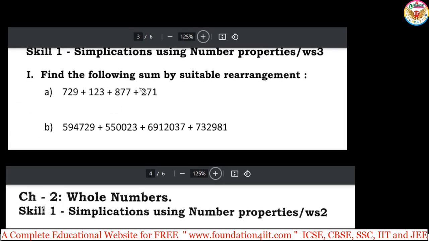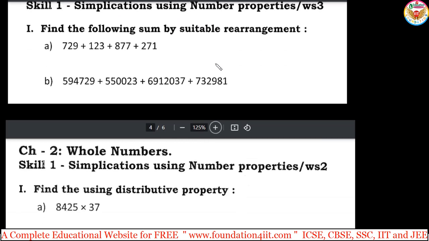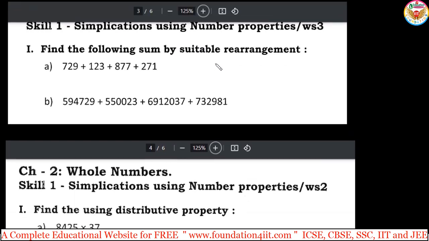Another type of questions in this simplification using number properties. Okay, once you are perfect with the first and second pages, open the third page in this PDF and see this. Only A and B I'll show you; the remaining problems on this page you need to do. Find the following sum by suitable rearrangement. This is also the same. Worksheet 3 in this.